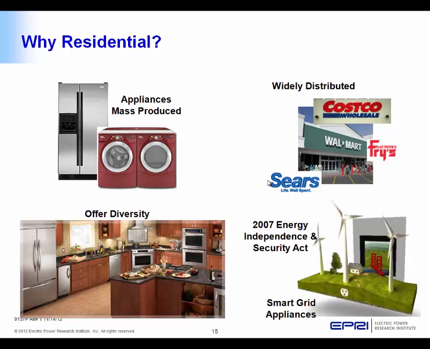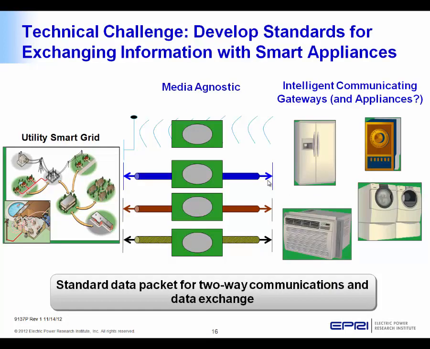or demand response ready. And the reason for residential is that the appliances are mass produced, they're widely distributed, they offer an enormous diversity. They were targeted in the 2007 Energy Independence and Security Act of the United States as being smart grid appliances, and that gave us some entree to continue some dialogue with federal agencies about making a program work that's automatic demand response, or auto DR.